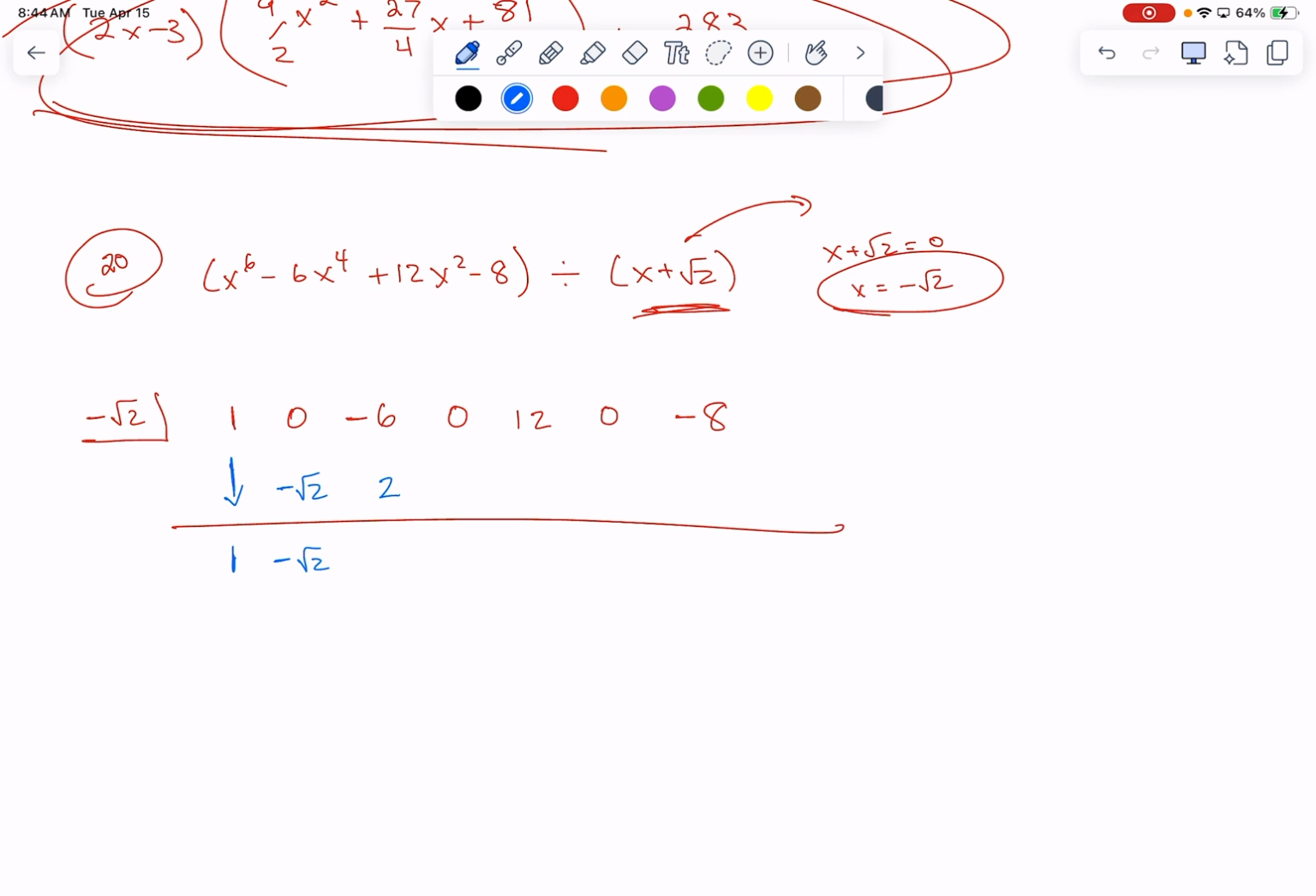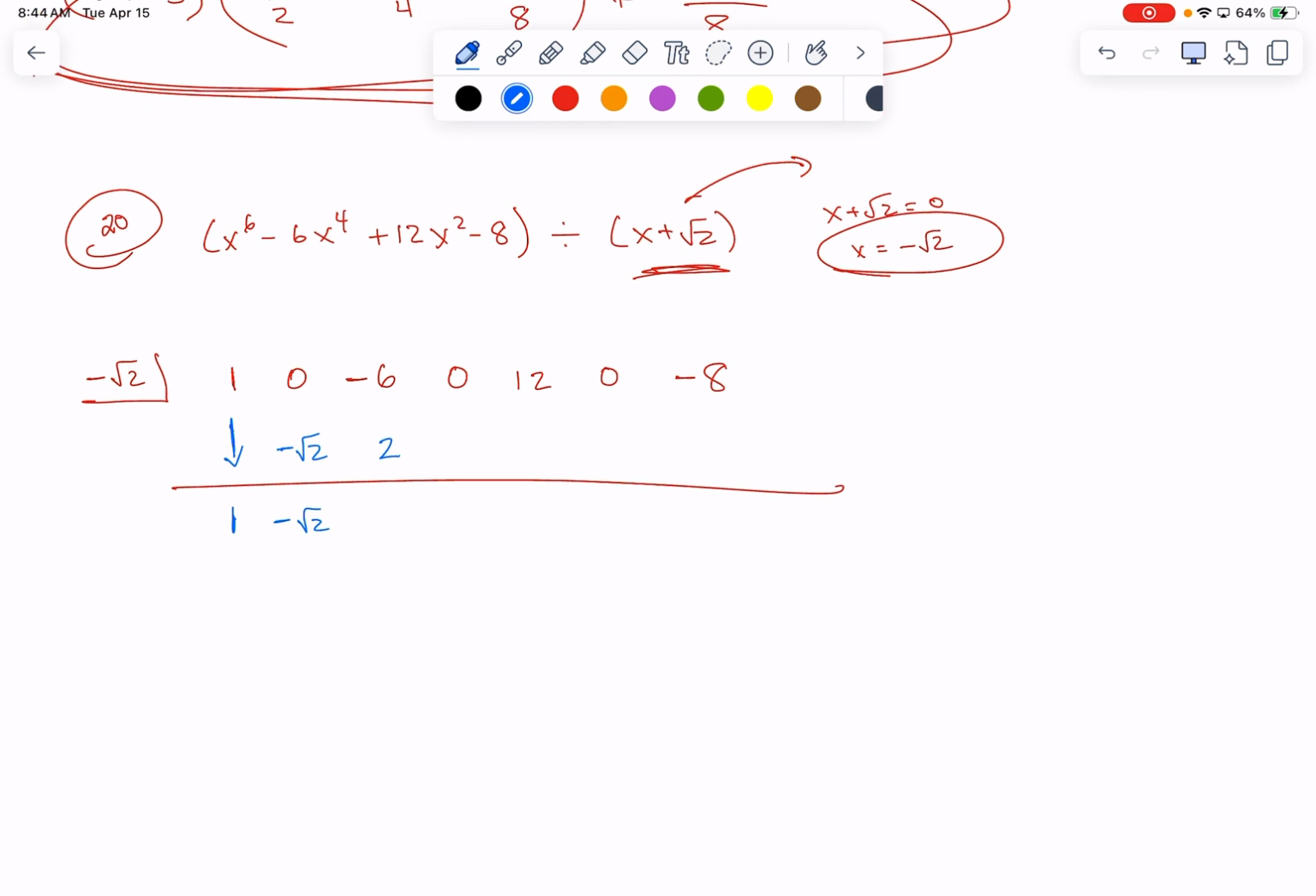Would it actually be root 4 and then you simplify it? I never do that, but you can. That's the long way. That's going around your elbow to get to your kneecap. Okay, all right. What's negative 6 plus 2? Negative 4. What's negative 4 times negative root 2? Positive 4 root 2.